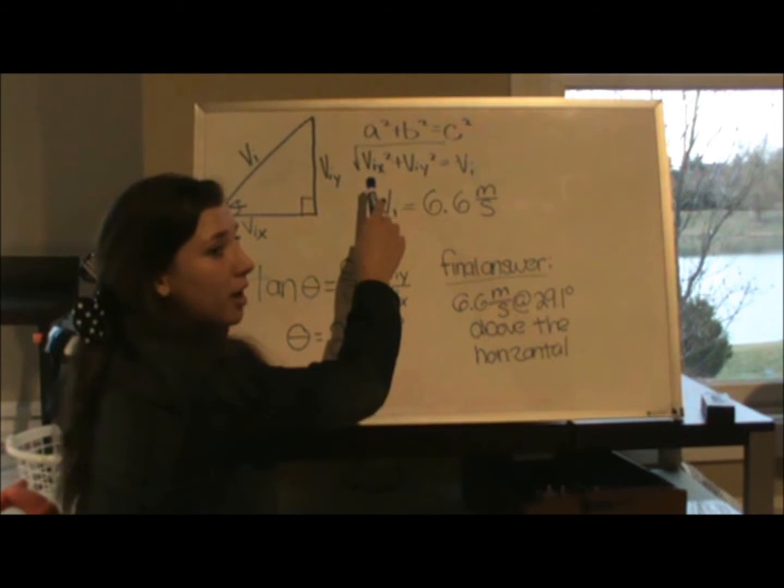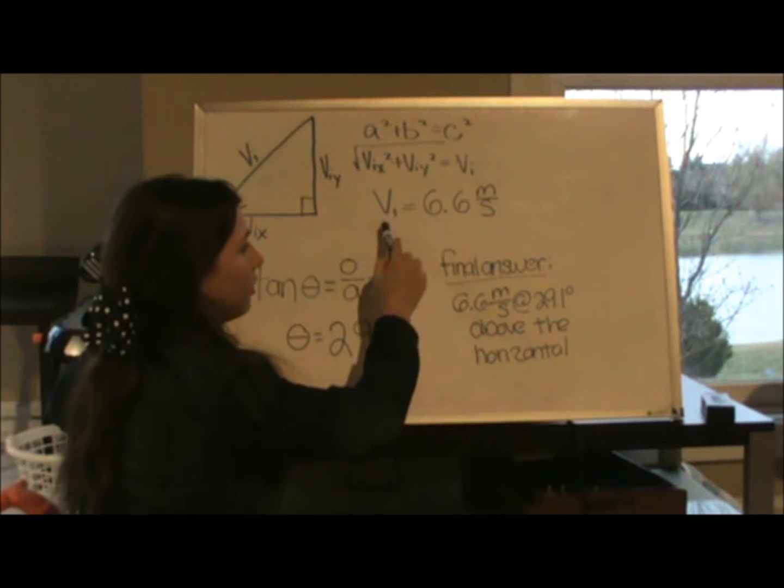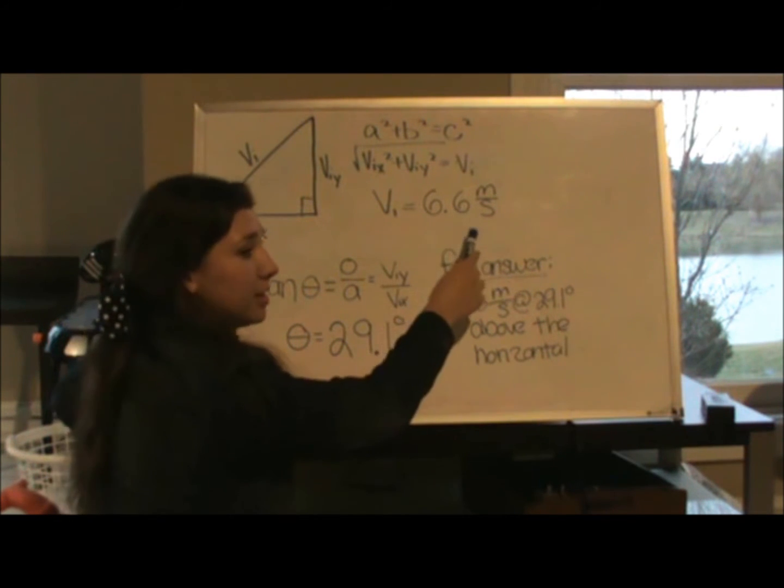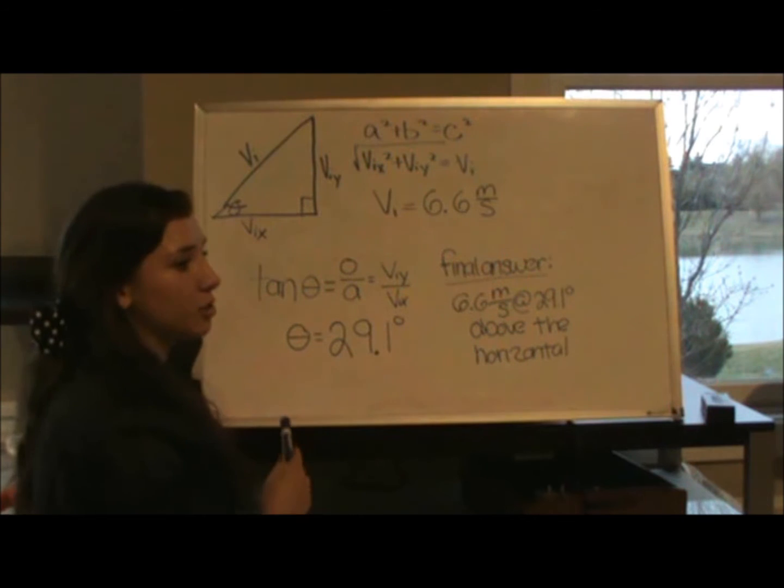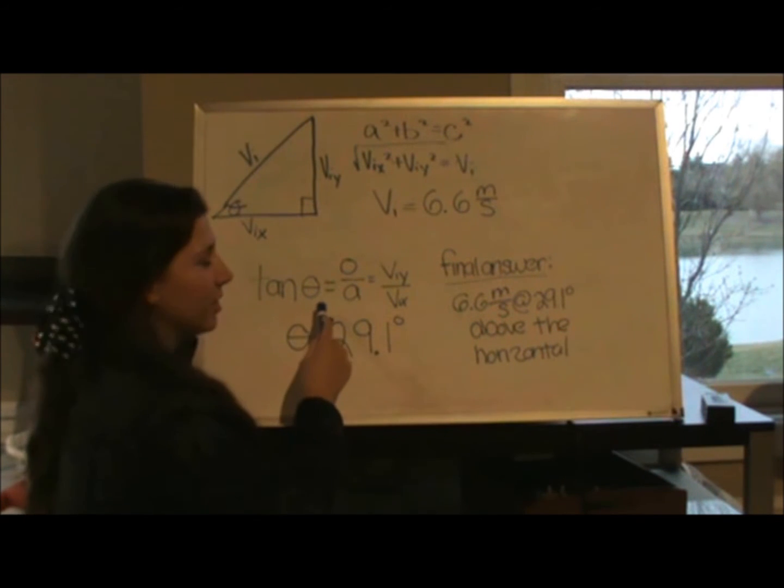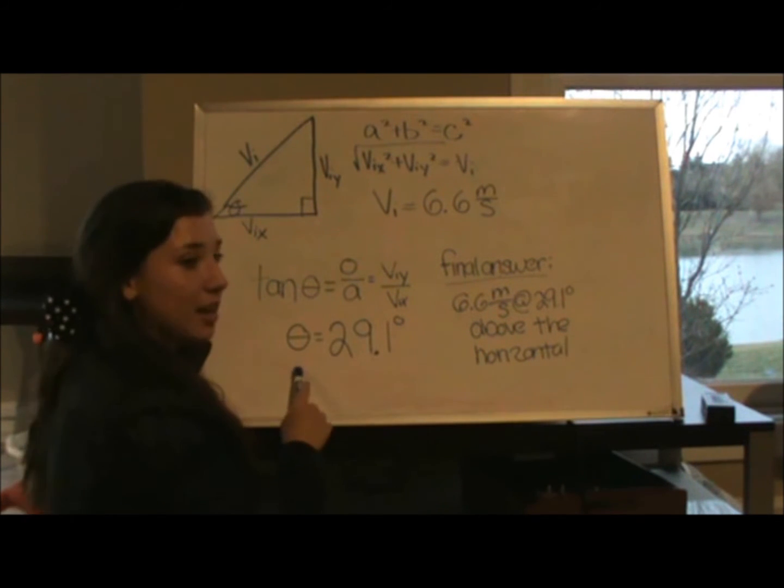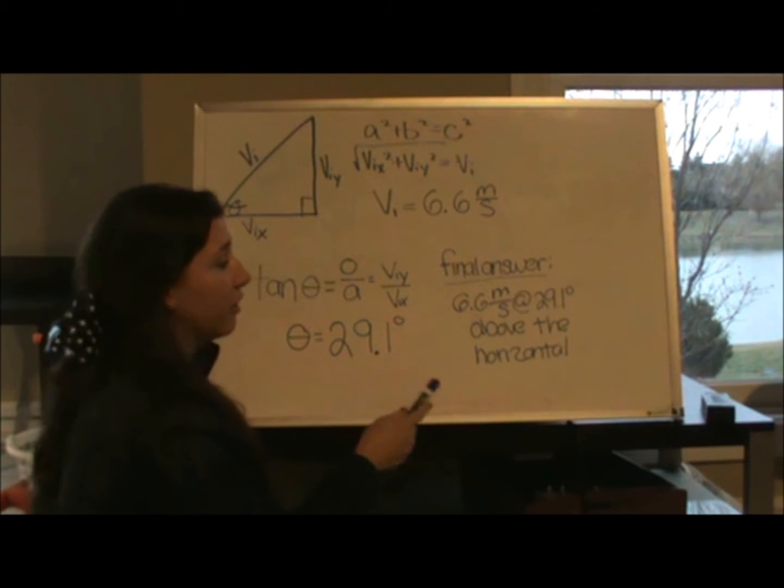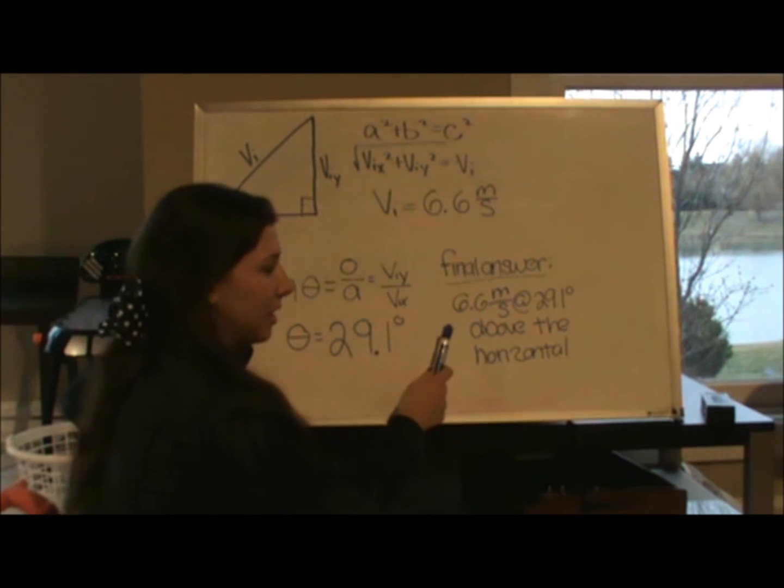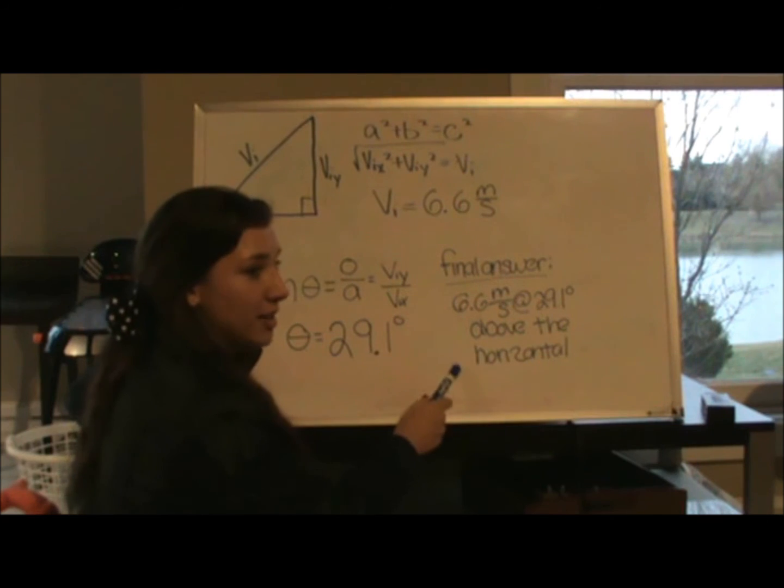You substitute in both the initial velocities and you solve for the total initial velocity, which ends up being 6.6 meters per second. Next you use TOA to find what theta equals. When you substitute everything in, you get theta equals 29.1 degrees. Your final answer is 6.6 meters per second at 29.1 degrees above the horizontal.